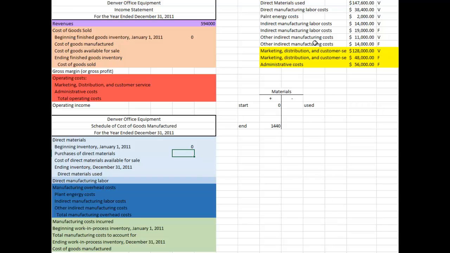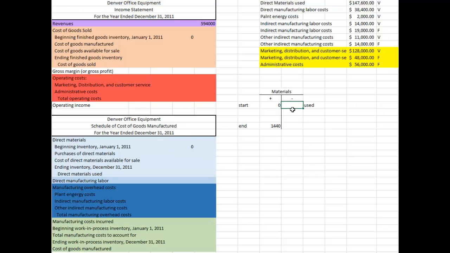They told us that we don't even know how much we bought. We know how much we used in the manufacturing process. So this is a piece of information I'm going to back into and show you how to figure out. I created a T account right here for my direct materials. What we know is we started the year with nothing. We know we ended the year with $1,440. That came from the very first part of this problem that we worked through already.